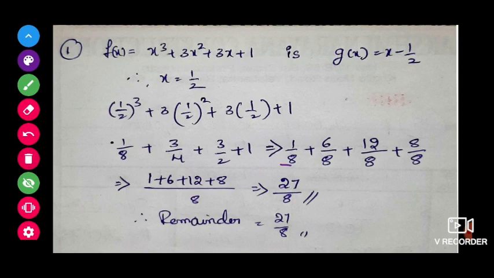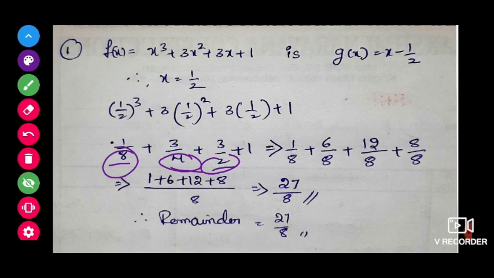1 by 8 as it is, 3 by 4 I am multiplying with 2 by 2 to get 8 as a denominator. If you are having confusion about which number should be multiplied, take the LCM of 8, 4, 2. That number will be our target denominator, and with that denominator we can convert. But if you observe, 4 and 2 are factors of 8 directly, so I am not taking the LCM and I am doing it directly.